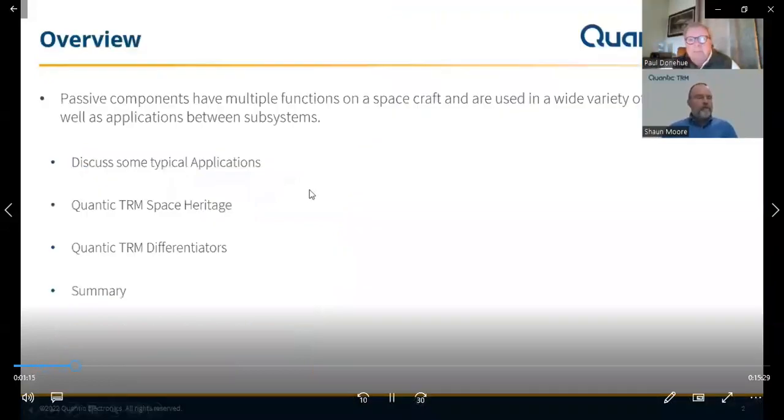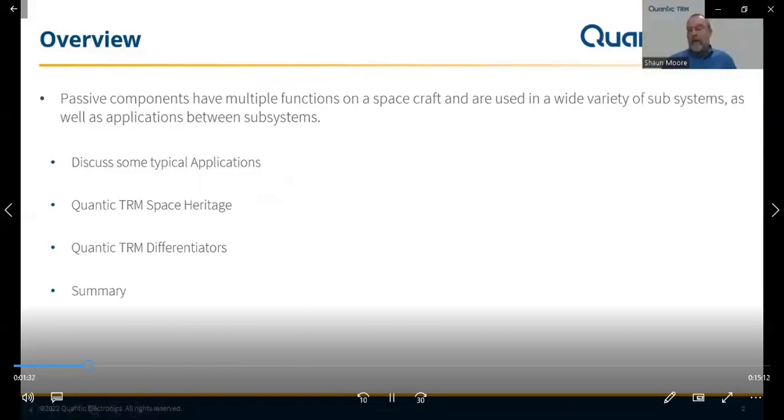Yeah, thank you, Paul. Happy to. Basically, what we like to talk about today are applications that could include products like TRM designs and manufactures. So that's really passive microwave components. We're going to go into some applications, places where we have been successful in designing and building parts for spacecraft. We'll talk a little bit about our overall space heritage, and then what differentiates TRM over some of our other competitors, and then we'll wrap it up with a summary.